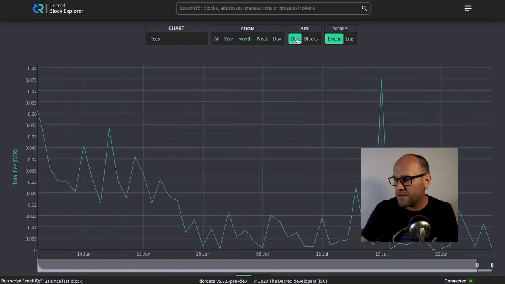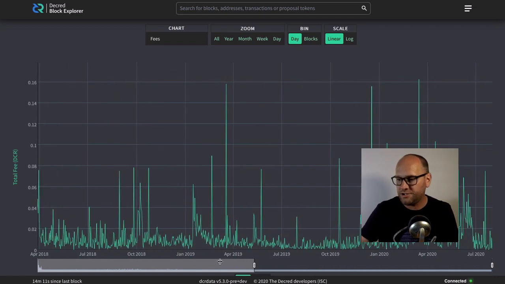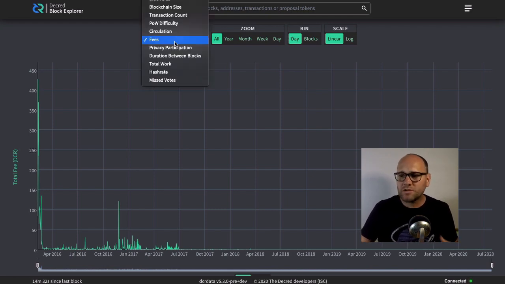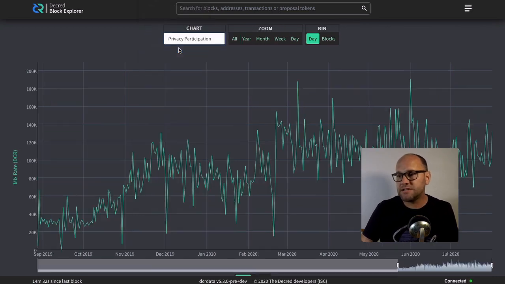So let's go back to the day block. One thing I should say about this also is, if you've got a slow computer like mine, if you leave it on the blocks and you go to the full range of all the coins, it does tend to crash my computer, so be very aware of that. So I always have to change it back here. Now the next one, we're getting towards the end of it, but you can come in and look at this data. I just want to show you what's there so you can make up your own mind. So next one we're looking at is privacy participation.